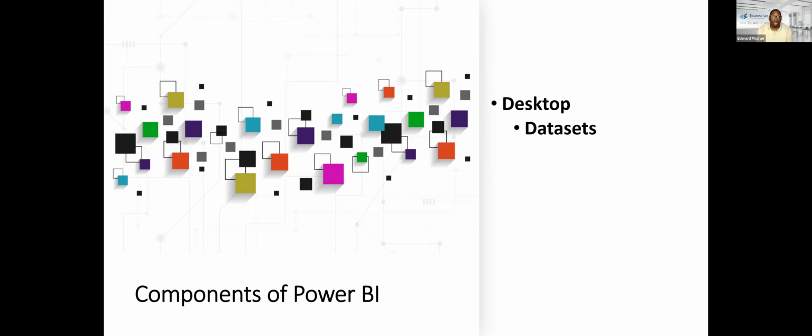The web service is going to be extremely limiting in where you can import data from, and it's going to be limiting in ways you can transform that data. The desktop version is not going to be. And so this is our weapon of choice for creating our data model or data set.